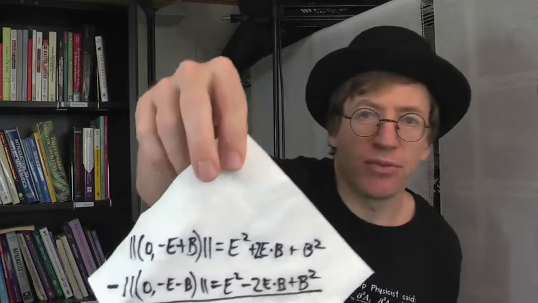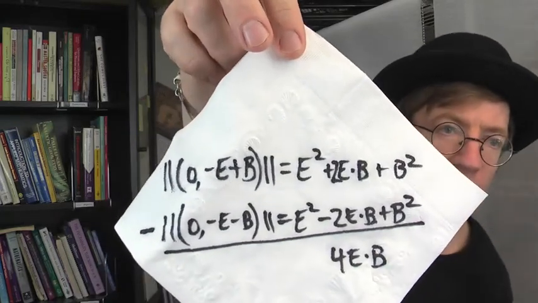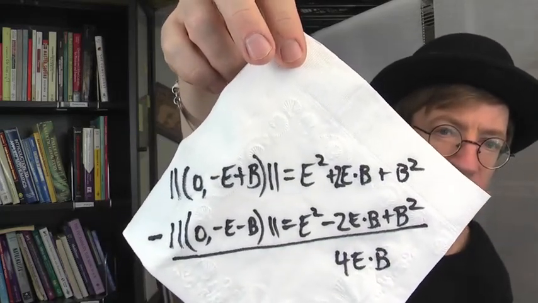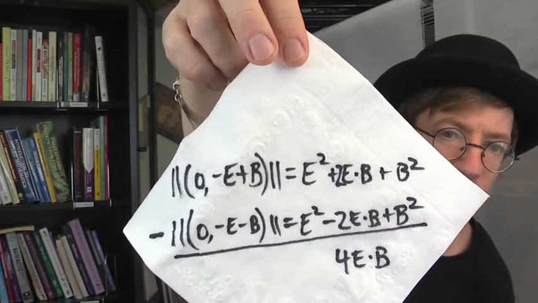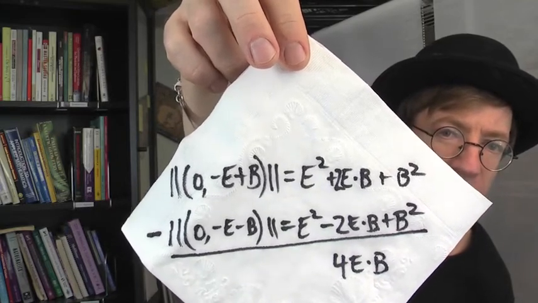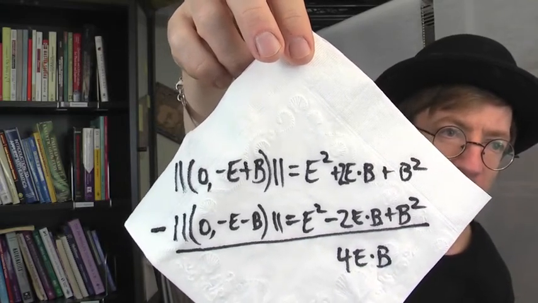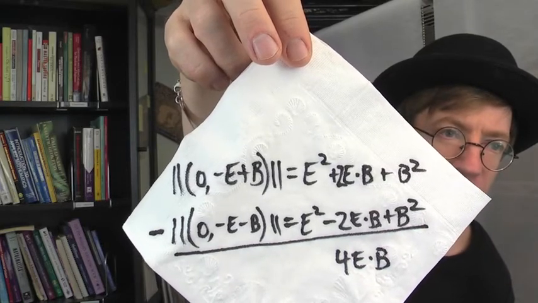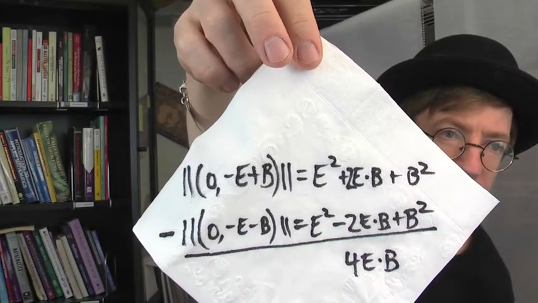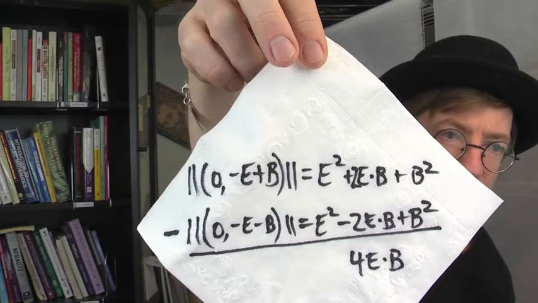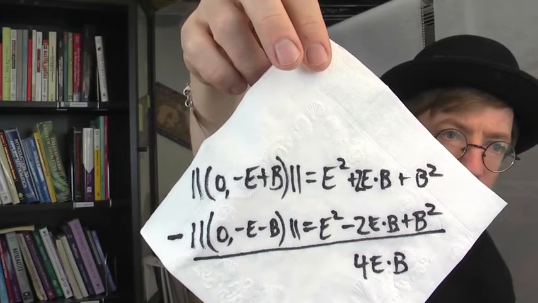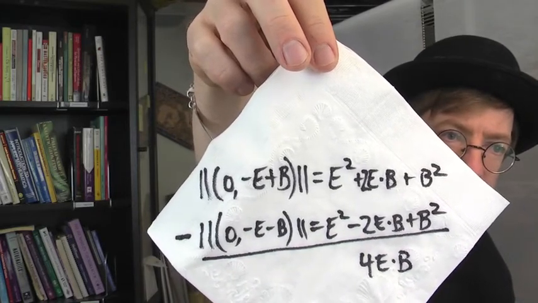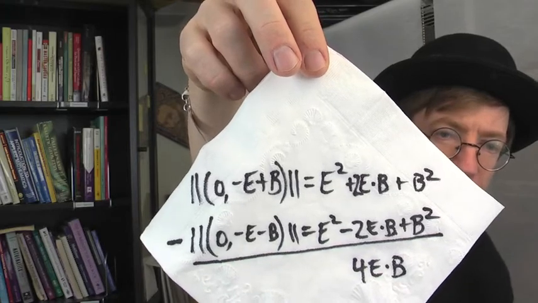So what I did was I took the norm of these two different ways of writing the Quaternion differential acting on the Quaternion potential, and you can see you get an E squared and a B squared in there, but you do have these two different dot products in there. So if we subtract one from the other, then we end up with nothing but E dot B.